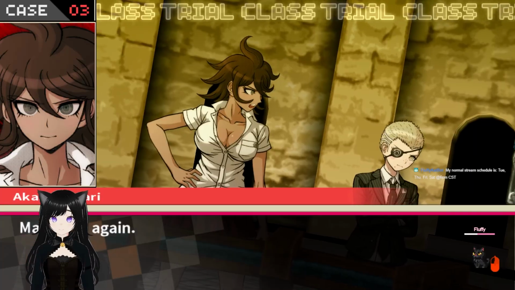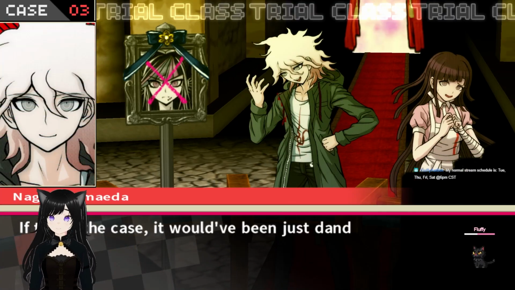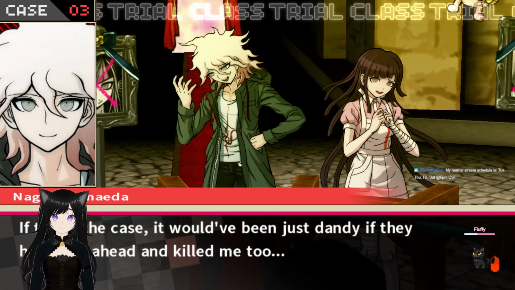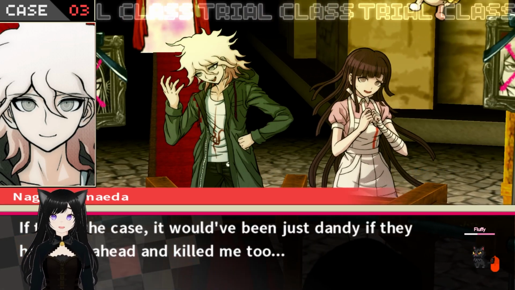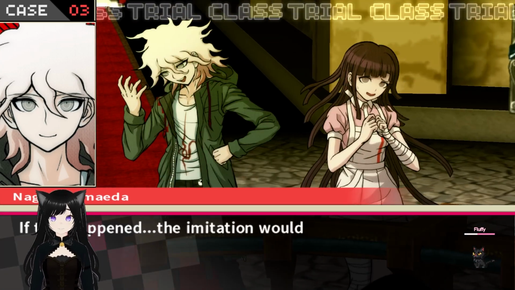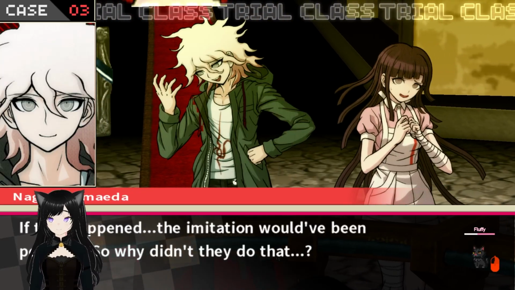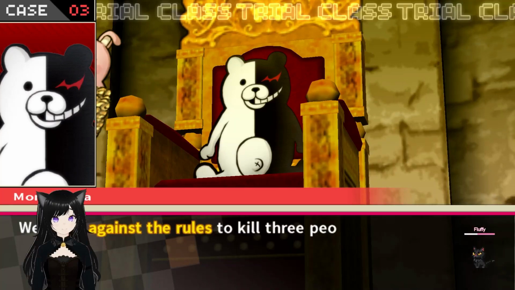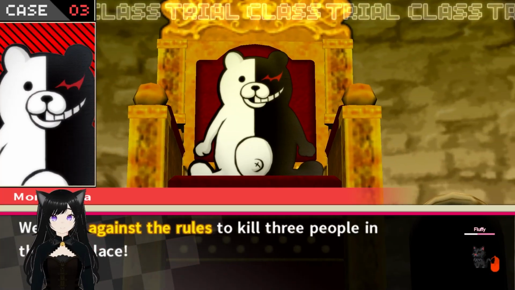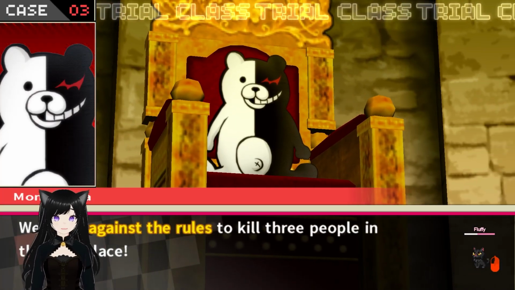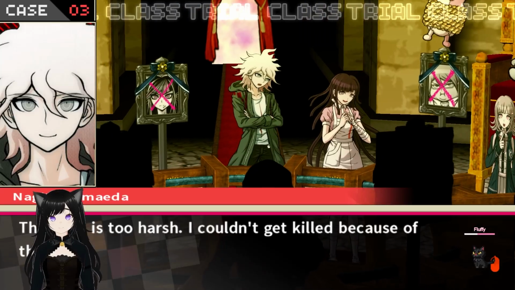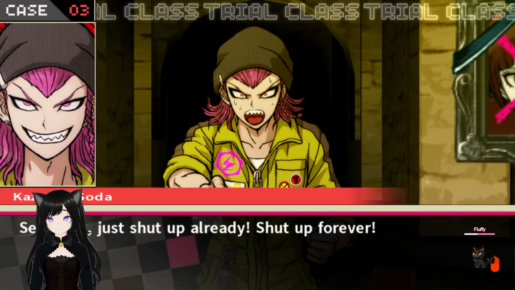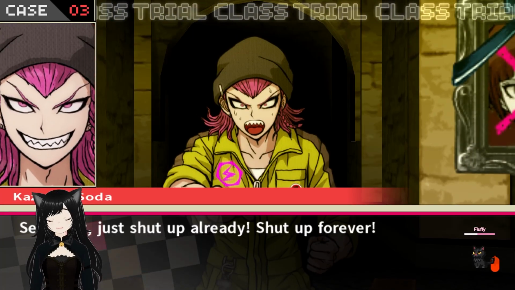Man, this again. Oh boy. If that's the case, it would have been just dandy if they had gone ahead and killed me too. What is your obsession with death, Nagato? My goodness. If that happened, the imitation would have been perfect. So why didn't they do that? I don't know. Well, it's against the rules to kill 3 people in the first place. That's true. That rule is too harsh. I couldn't get killed because of that. Seriously, just shut up already! Shut up forever!